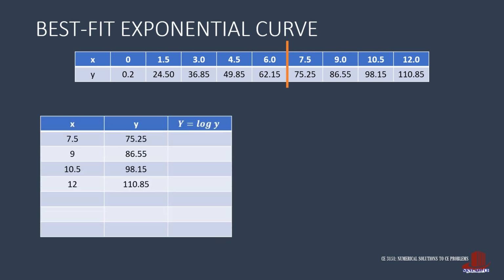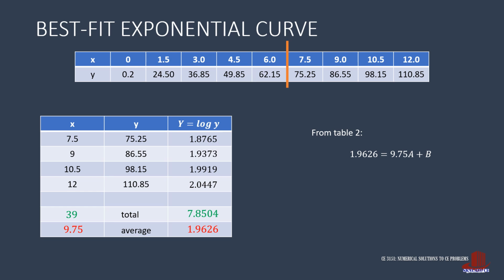The next table will be completed just the same as the first. So complete the third column by taking the logarithm of y for the 4 data points. Take the total of x, which is 39, and total of y as 7.8504. The average of both parameters are also computed, and those are x of 9.75 and capital Y of 1.9626. The second function is then 1.9626 as equal to 9.75a plus b.